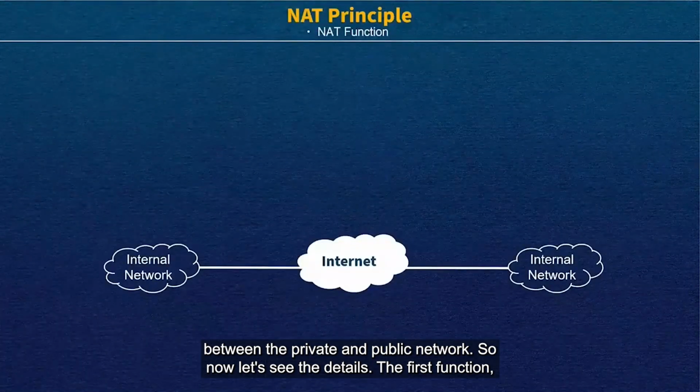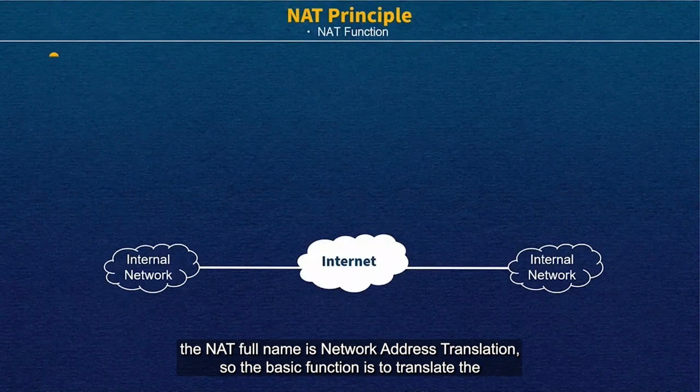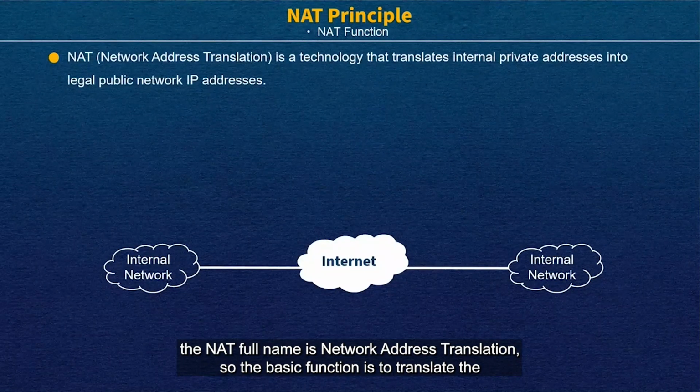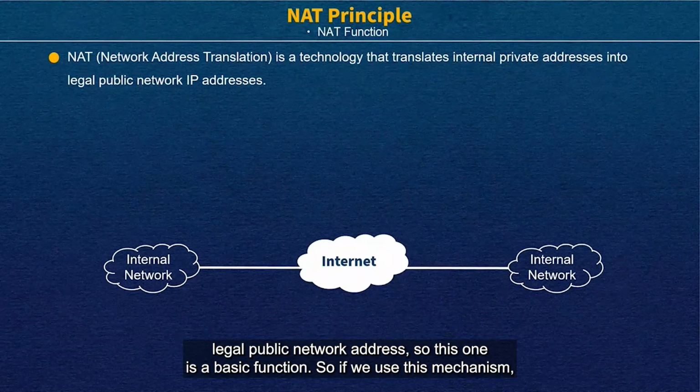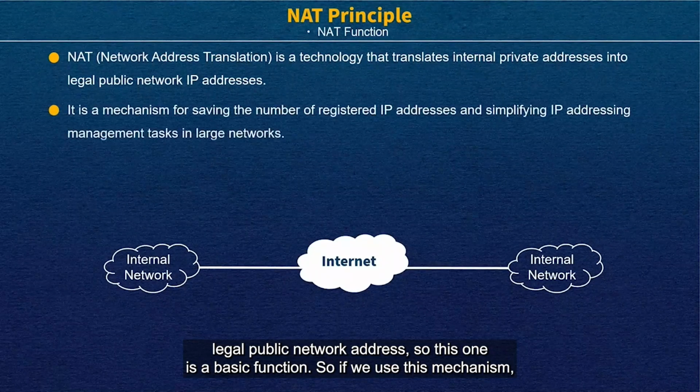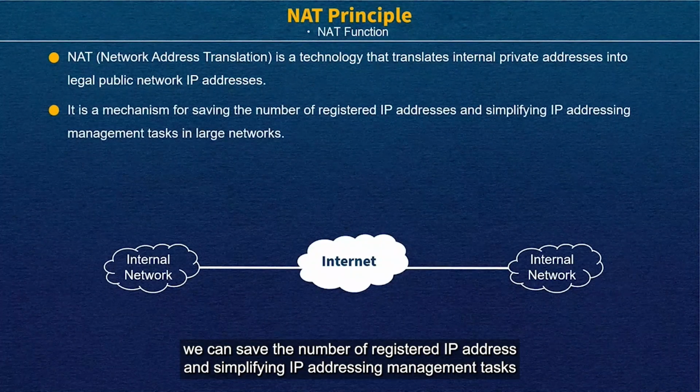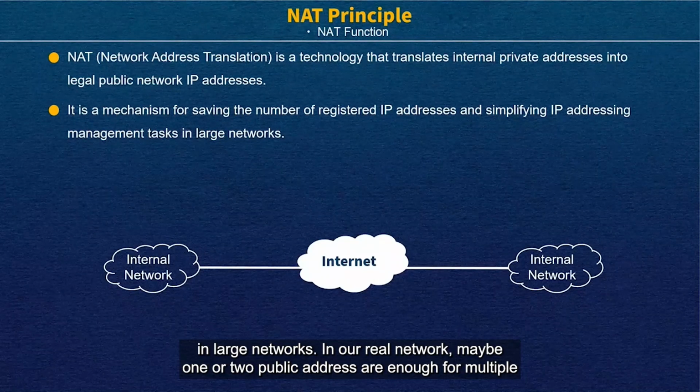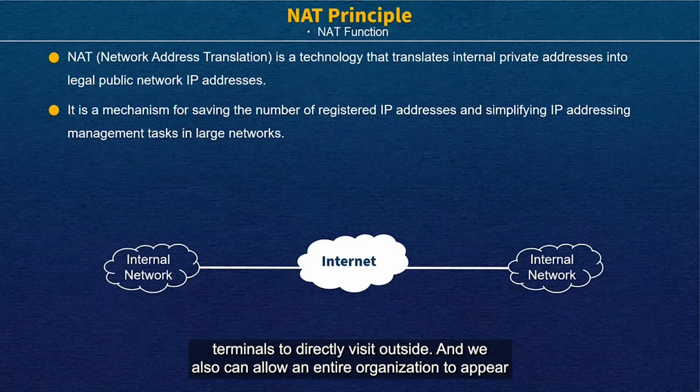So now let's see the detail. The first function: the NAT full name is Network Address Translation. So the basic function is to translate the internal private address into a legal public network address. If we use this mechanism, we can save the number of registered IP addresses and simplify the IP address management task in large networks. In our real network, maybe one or two public addresses are enough for multiple terminals to directly visit the outside.